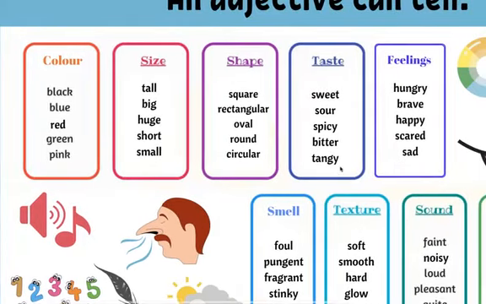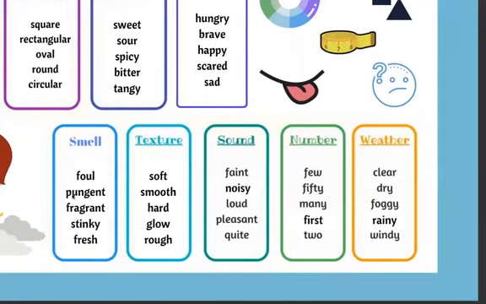It can be smell: pungent, fragrant, stinky, fresh. It can be texture: soft, smooth, hard, rough. It can be sound: faint, noisy, loud, pleasant, quiet. It can be number: one, few, many. Or it can be position also: first, second, third, fourth, like that. And it can be weather also: clear, dry, foggy, rainy, or windy, okay.